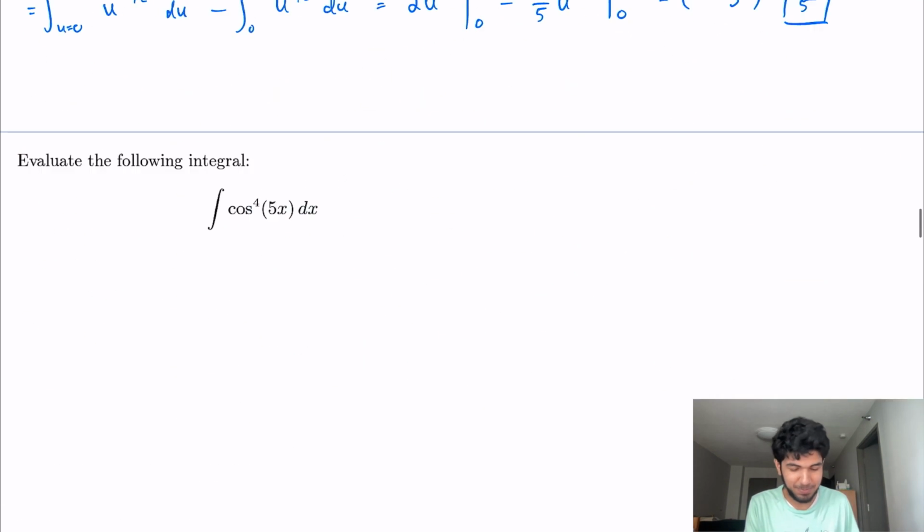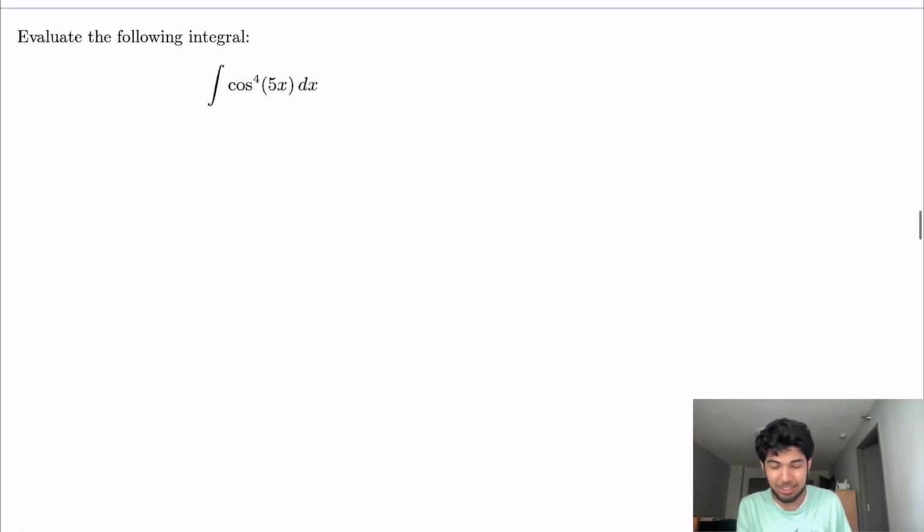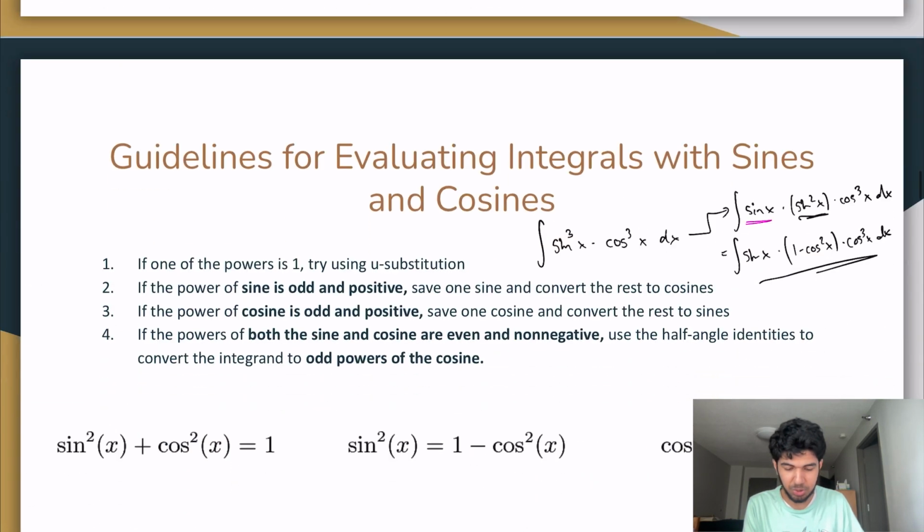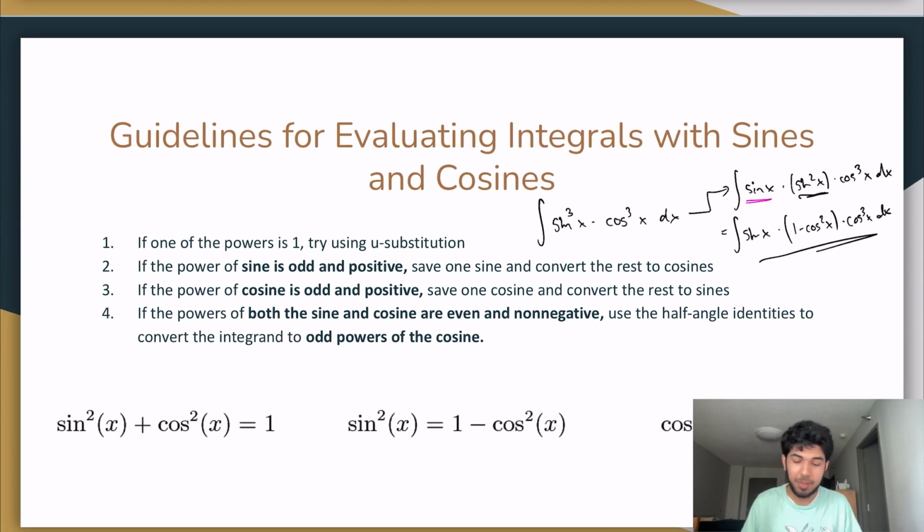Let's do another problem. The integral of cosine to the fourth of 5x dx. So we have a cosine in there, there's no sine. Let's scroll up to our guidelines and see what to do. Note that the power of cosine is 4. So we scroll and we see here, okay, if one of the powers is 1, that's not happening. So we can't do guideline 1.